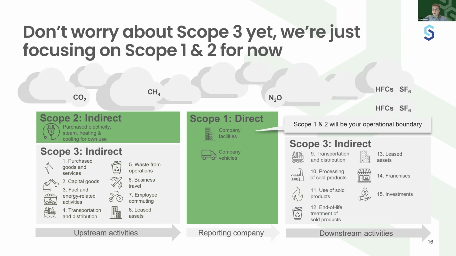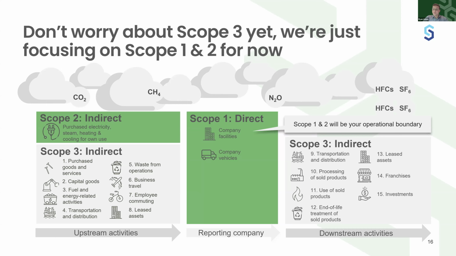The focus of this course will be on Scope 1 and 2 emissions, which are often grouped together as the emissions most directly under a company's control. Scope 1 and 2 will be the operational boundary for your greenhouse gas footprint quantification in this lesson. You'll cover Scope 3 emissions in a later lesson, so no need to worry about that for now.